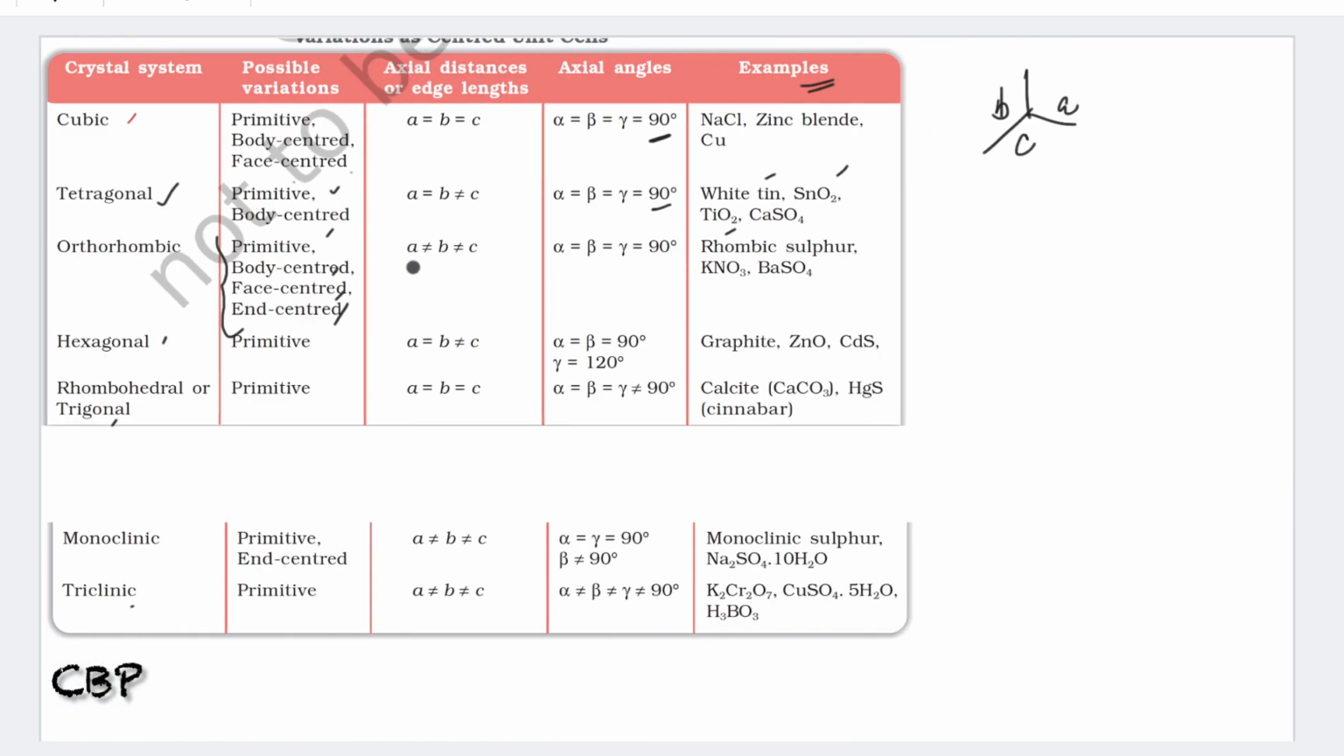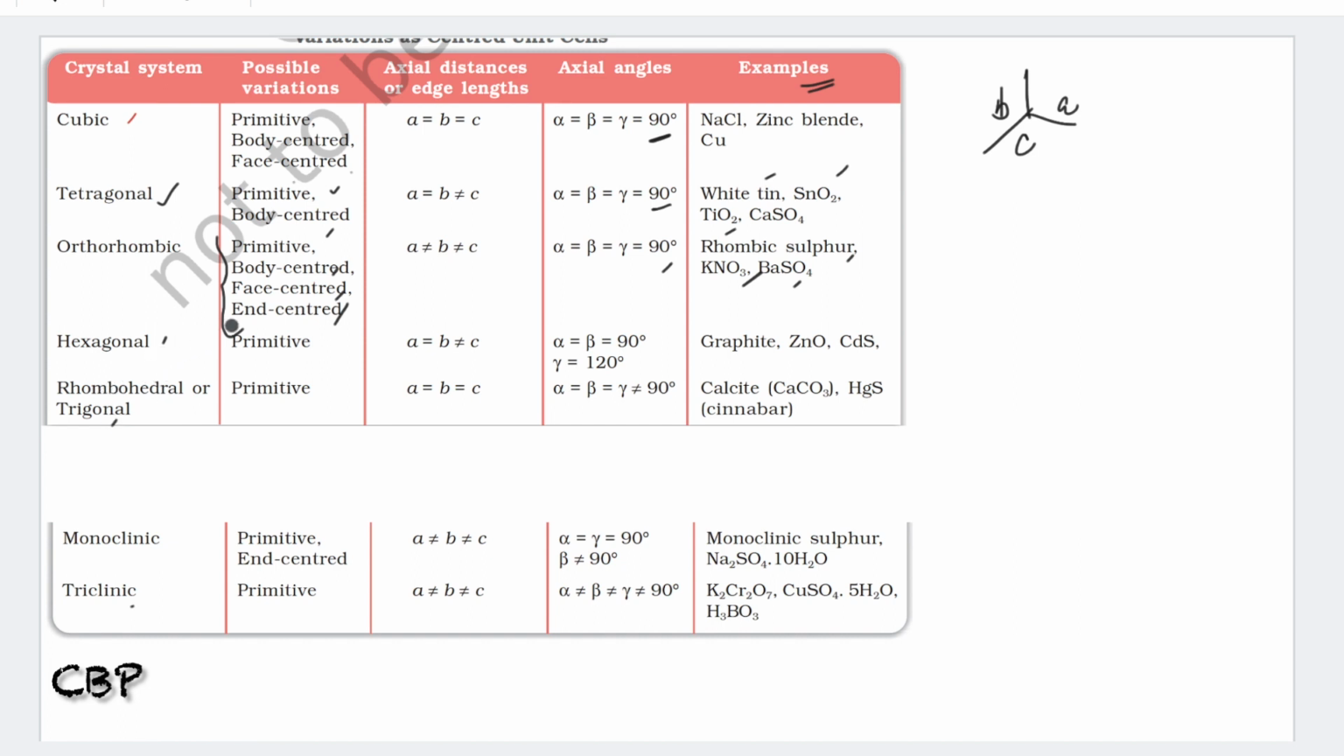And this A is not equal to B, B is not equal to C, and alpha equals beta equals gamma, that is 90 degree. And examples are sulfur, rhombic sulfur, potassium nitrate and barium sulfate. These are the examples of crystals that are present in the form of orthorhombic.